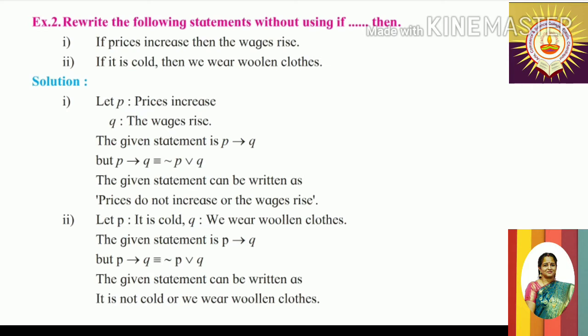Second example, if it is cold then we wear woolen cloths. Again it is a conditional statement, so we write down P as it is cold, Q as we wear woolen cloths. The given statement is P conditional Q, and its equivalence form is negation P or Q. The given statement can be written as it is not cold or we wear woolen cloths.